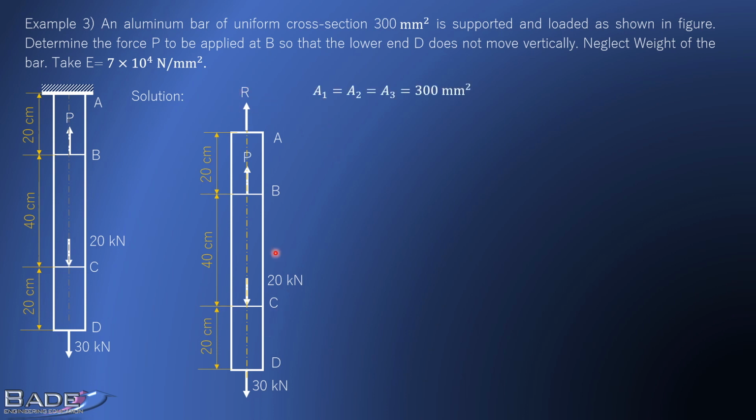Cross-sectional area of the first portion. Portion AB is the first portion. Portion BC we will consider the second portion and portion CD the third portion. A1 is equal to A2 is equal to A3, and that is 300 mm square. Young's modulus of all these three portions is 7 into 10 raised to 4 Newton per millimeter square.